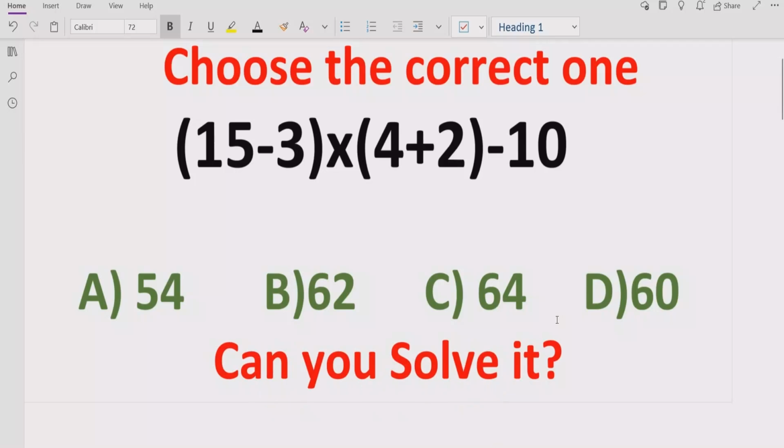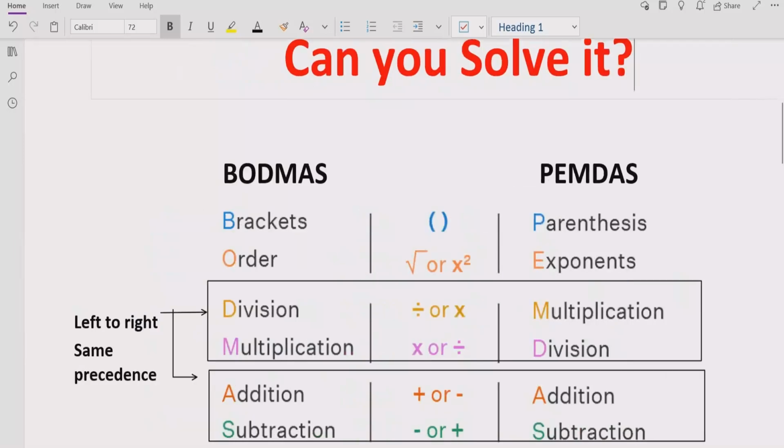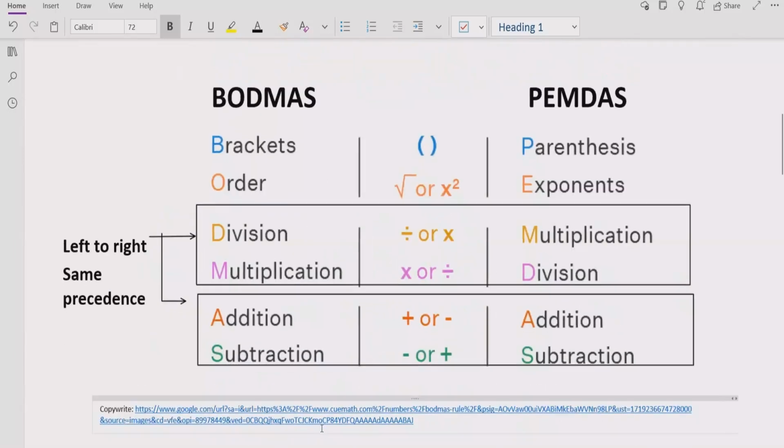Now let's recall what the rules are which we can use to solve the given expression. Here are two rules, BODMAS and PEMDAS, which we can apply to solve any arithmetic expression. If you see on the screen, in BODMAS, B stands for bracket, and in PEMDAS, P stands for parenthesis, which means that if your expression contains any parenthesis or bracket, you have to solve that part first. After that, you have to solve the exponent part, or order, of the expression.